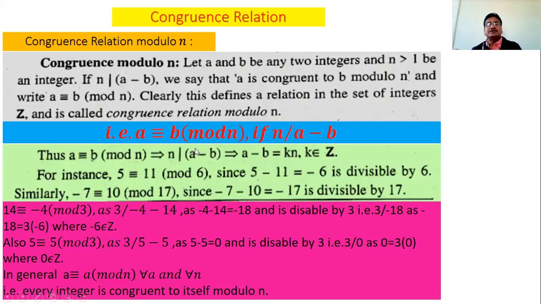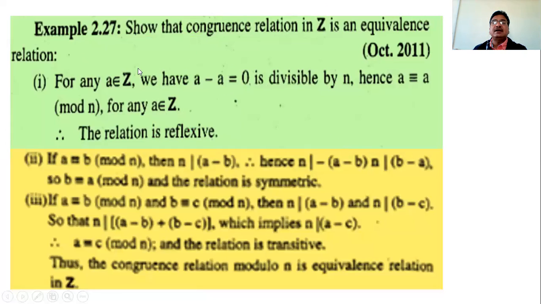First, write the definition of the congruence relation: a is congruent to b modulo n if n divides a minus b. Then the first condition: we have to show the relation is reflexive, meaning every member of Z is related to itself. So take any element from Z. Suppose a belongs to Z.